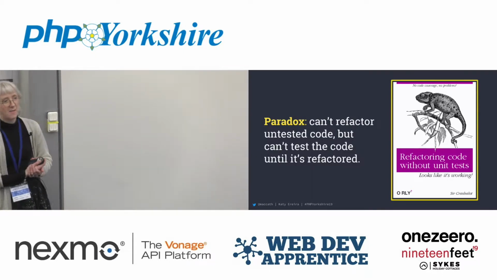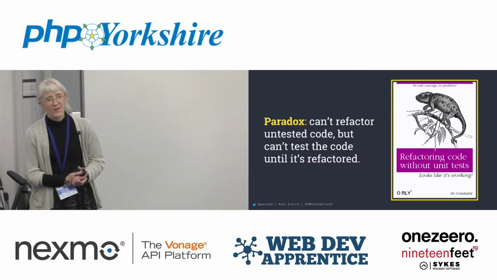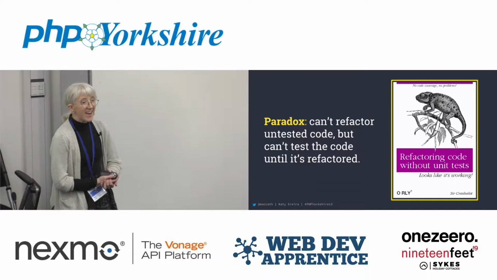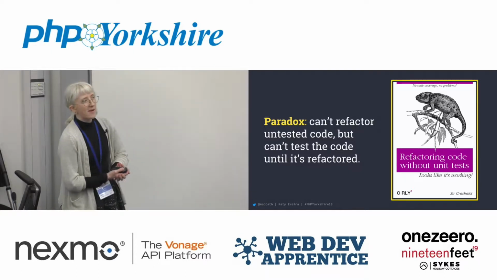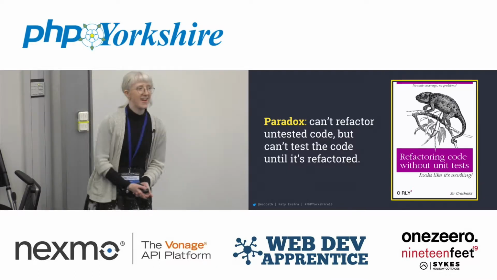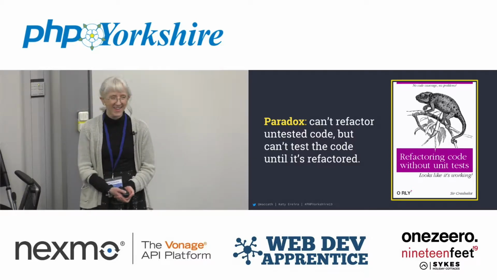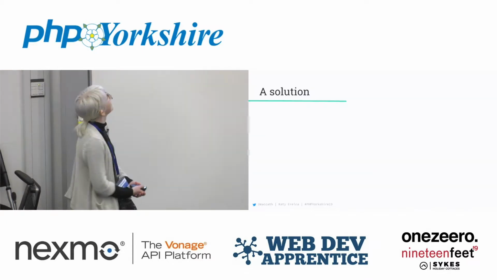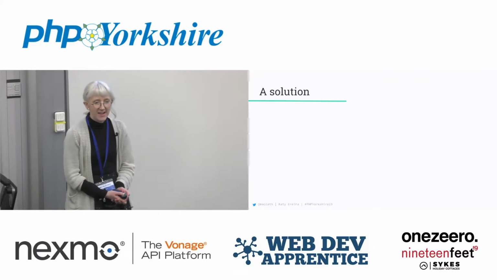So, when it comes to unit testing and legacy code, there's often a paradox where you can't refactor the code because it's untested, and it's dangerous. You don't want to accidentally break anything, but by the same token, you can't actually test the code because it's not refactored yet. It's untestable. So this is a situation that developers often find themselves in, and I'm sure that you have all found yourself in a similar situation.